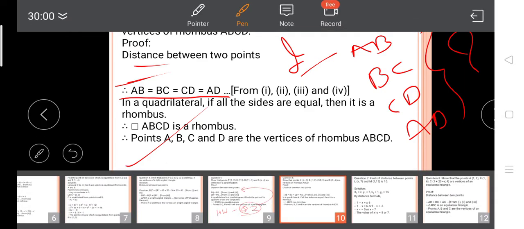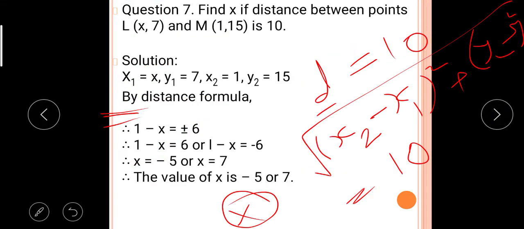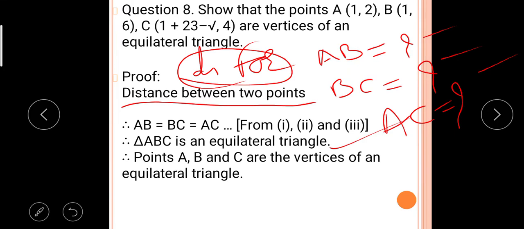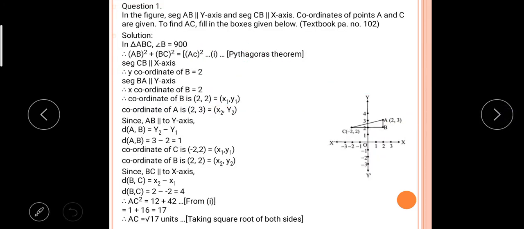Next question may be this one, and the next question too. Every question here is based on the distance formula. So if you know the properties of an equilateral triangle and a rhombus, then only you can easily calculate. So students, this is an extra question which is in the textbook, page number 102.